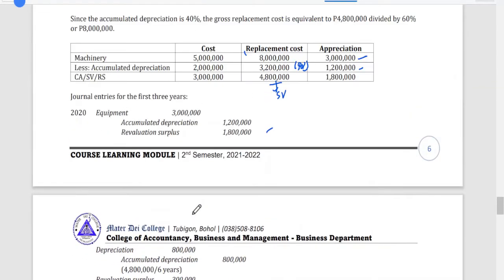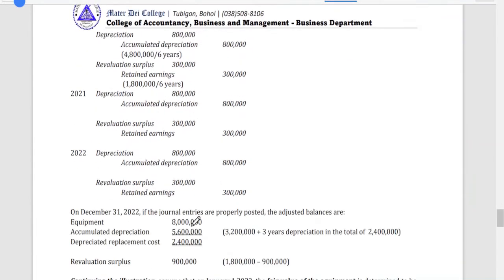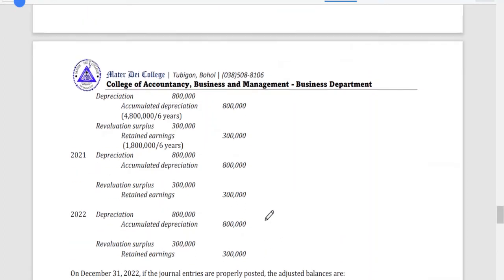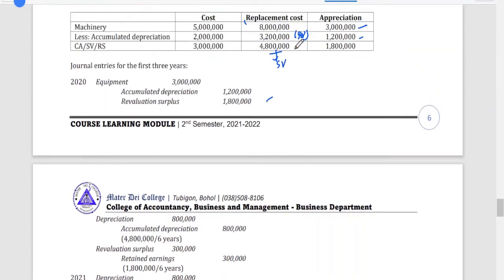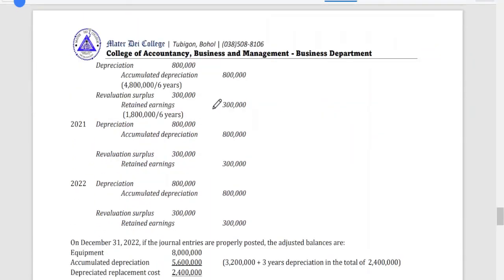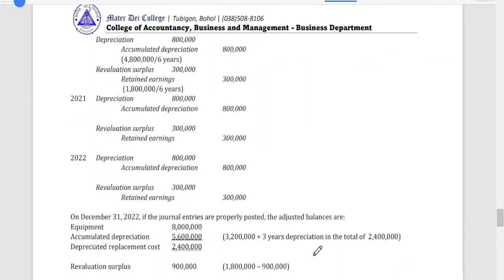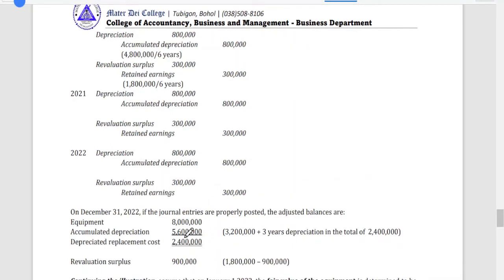So, we have the updated amount, the revalued amount for our machinery, that's 8 million. And then, how about your accumulated depreciation? The proportionate accumulated depreciation we computed is 3,200,000. And we have 3 years of depreciation, 800,000 times 3 years, so that is 2,400,000. So now the total accumulated depreciation is 5,600,000. So the depreciated replacement cost as of December 31, 2022 is 2,400,000.